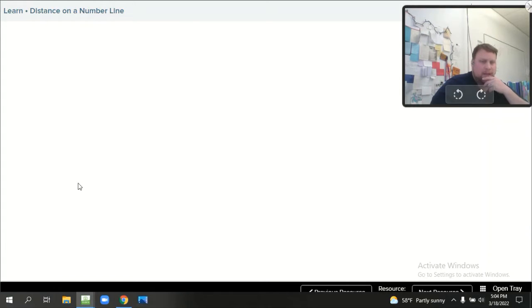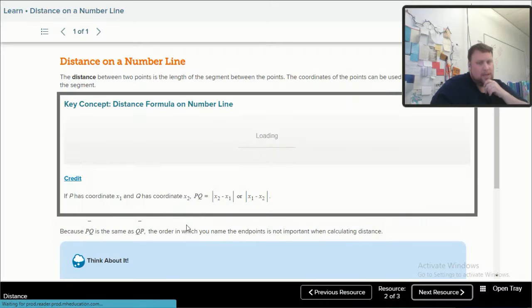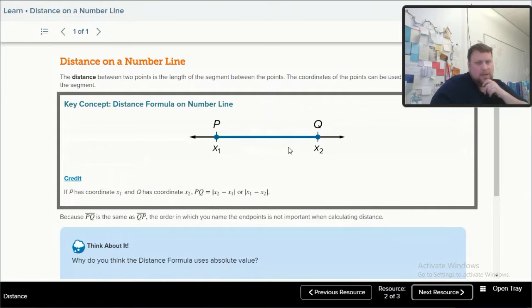So you'll see right here, I'm going to have you fill this in. You see the picture on your notes right there. Distance formula on a number line. Here's what I want you to write down right underneath that number line. If P has coordinate x1 and Q has coordinate x2, then the distance PQ, that's the measure of the distance, is the absolute value of x2 minus x1 or x1 minus x2. In other words, subtract the points, take the absolute value.